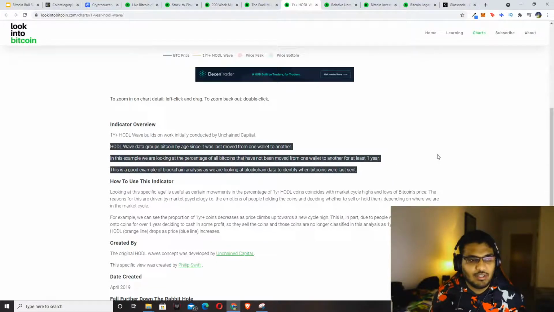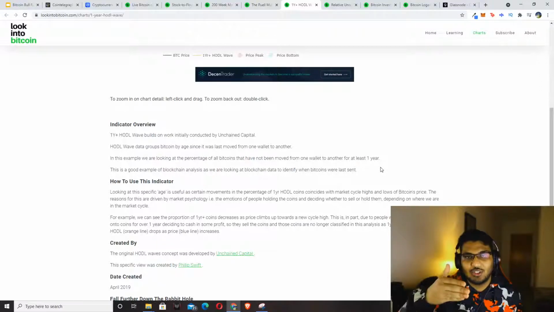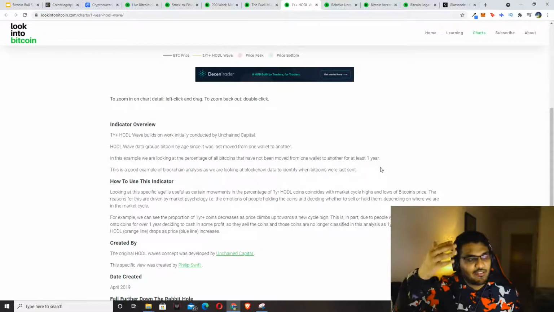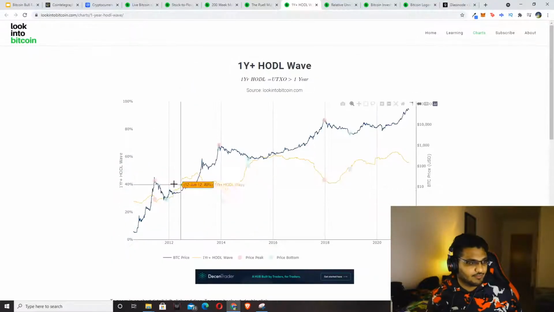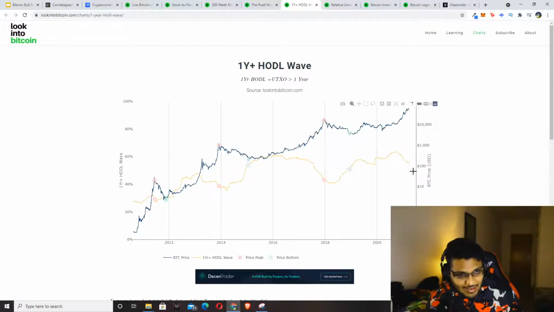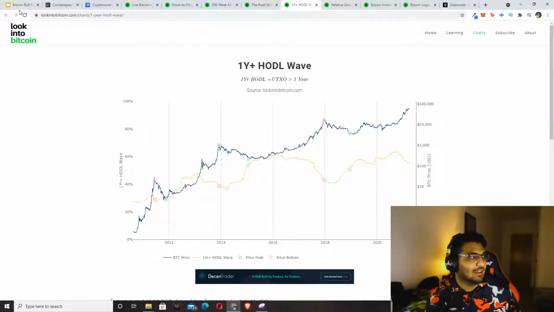People always ask what's the point of the blockchain and what you could do with the blockchain. This is one of the things you could do with the blockchain. You could actually read the blockchain and find out all this data. You could find out the age. They're looking at this specific age, you see it inverted, is useful at certain movements in the percentage of the 1 year hodl coins coincides with market cycle highs and lows. So highs, lows, highs, lows, highs, lows. And somewhere here, I think is where we're going to have the next high. So the question is how far that is, and we'll get there.